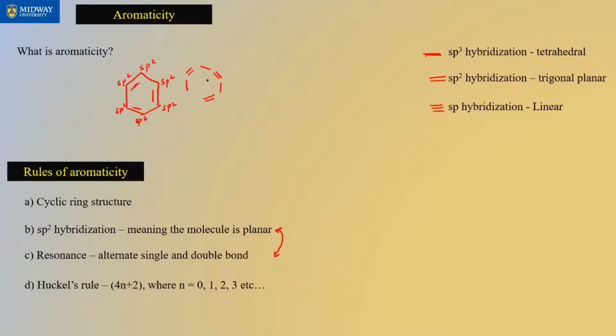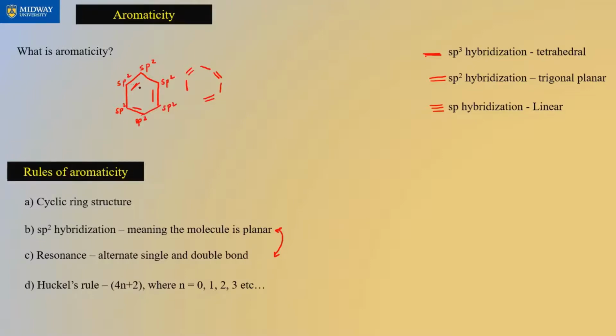So when you have alternate double, single, double, single, double, single, that means, in other words, if you draw the molecule and you have a bunch of just sp2s, that should indirectly tell you that you have a double and a single, double and a single. Okay, so that's a giveaway that the molecule could potentially be aromatic. But we're not done yet. We still have one more rule.